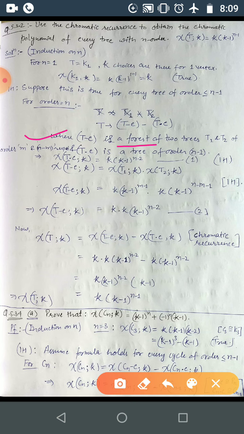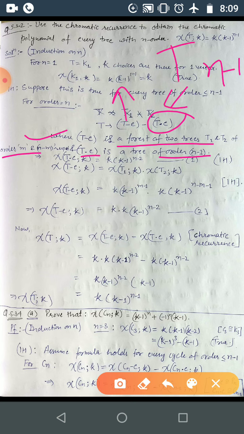So I have just explained here: T minus E is a forest of two trees, T1 and T2, of order m and n minus m respectively, and T dot E, that is T contracted E, is a tree of order n minus 1. And this is a forest with two components. If one component has order m, then the second component will have order n minus m. Correct?